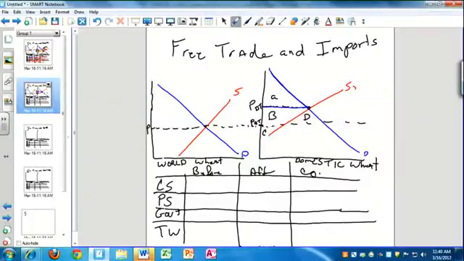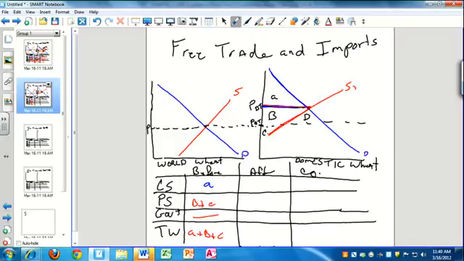So again, before I do anything, my before consumer surplus is everything above the price to the left of the quantity, which is A. Producer surplus, everything below the price, to the left of the quantity, which is B plus C. Government's still not doing anything. Add up A plus B plus C. Afterwards, what happens? I've got a price after trade.